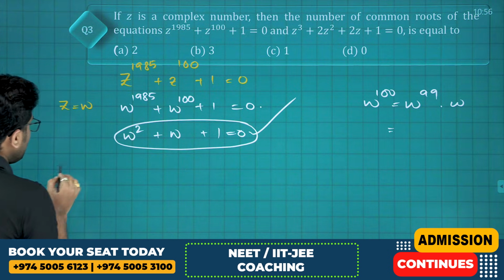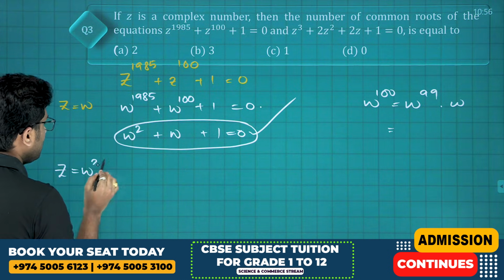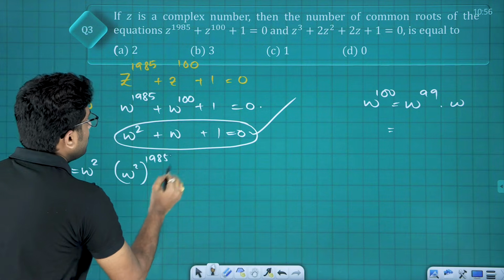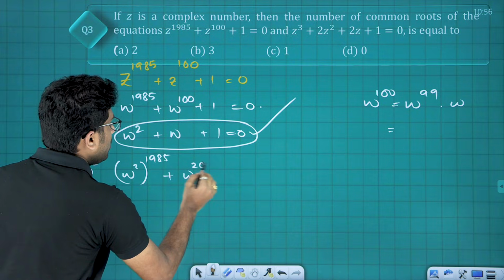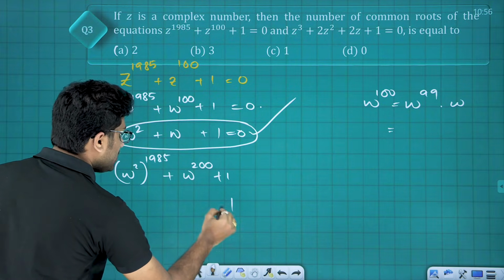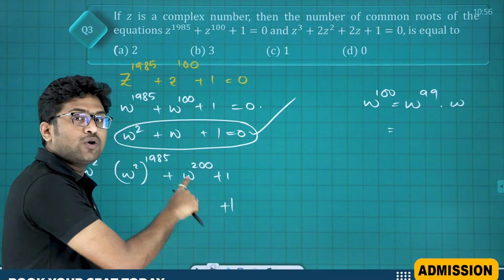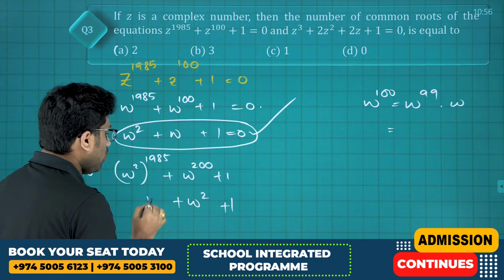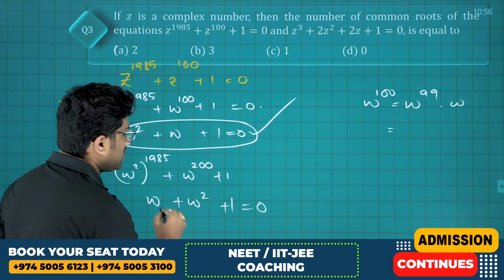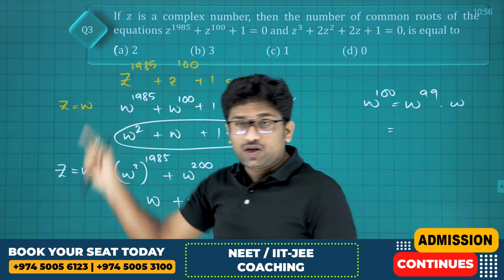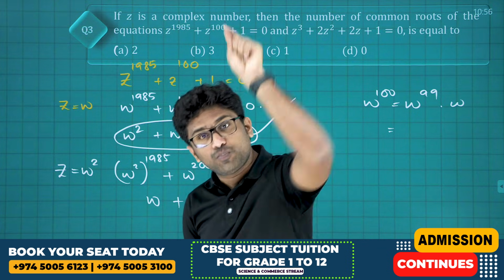Let's try for z equals to omega square also. If we go for omega square whole power 1985 plus omega square power 100 plus 1, we'll see. Now this we can write as omega power 1983 into omega square, so omega square, and this is clearly omega. So all this is again 1 plus omega plus omega square equals 0. Therefore, for the first equation, omega and omega square are both roots.